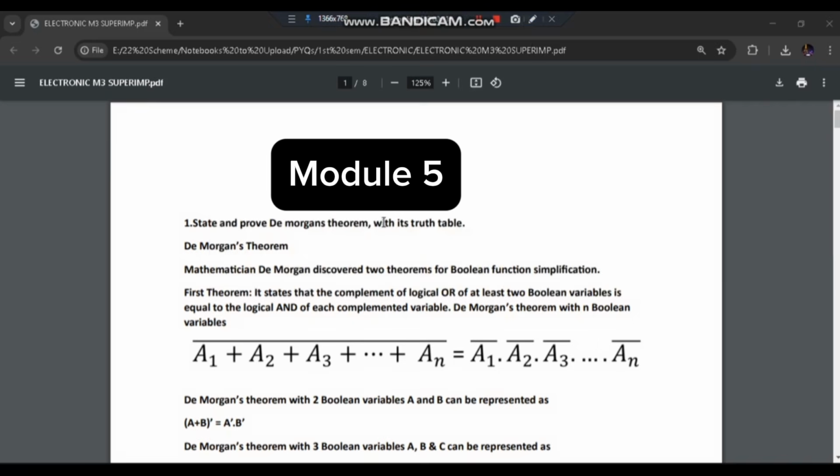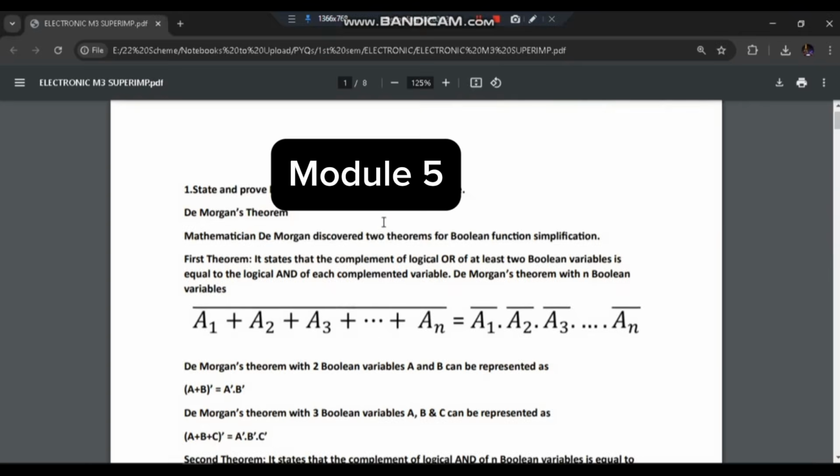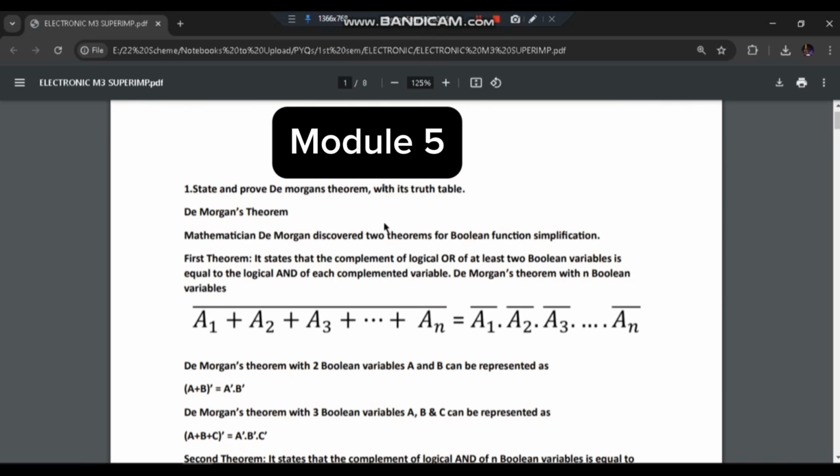The first super important question and the most repeated one from this module is: state and prove De Morgan's theorem with its truth table. Okay, so what does De Morgan state? The De Morgan theorem states that the complement of the logical OR of at least two Boolean variables is equivalent to the logical AND of the complemented variables, each variable complemented.